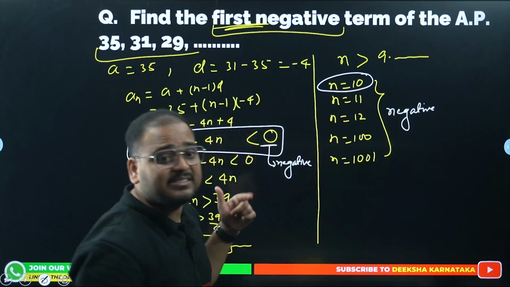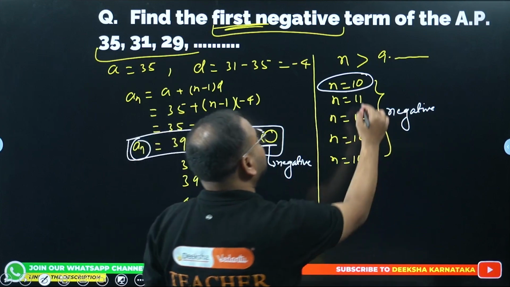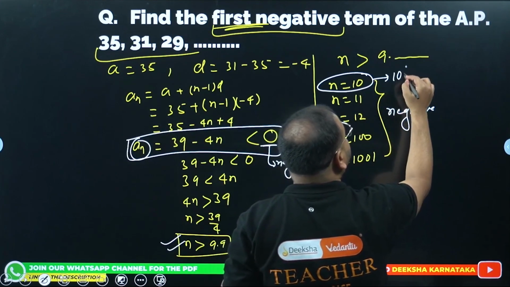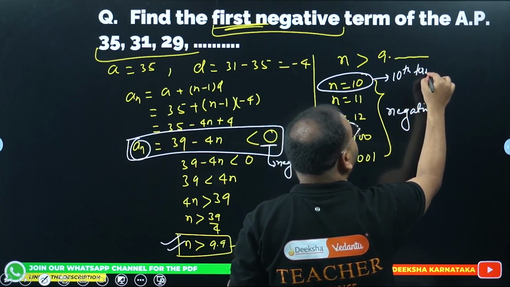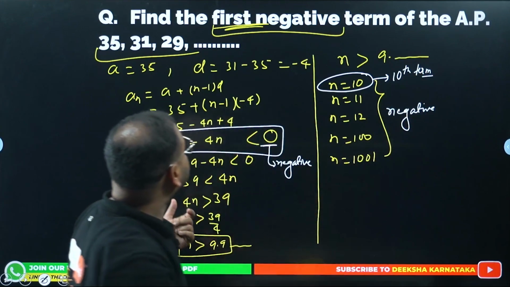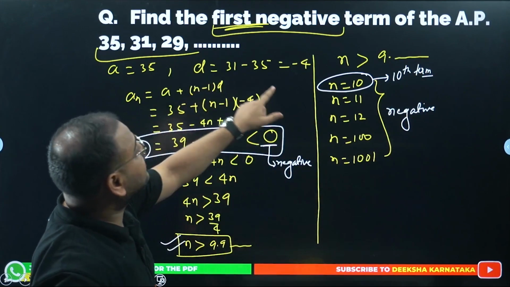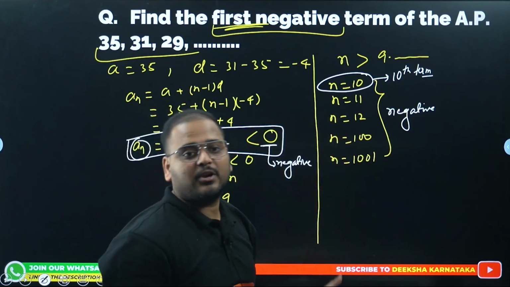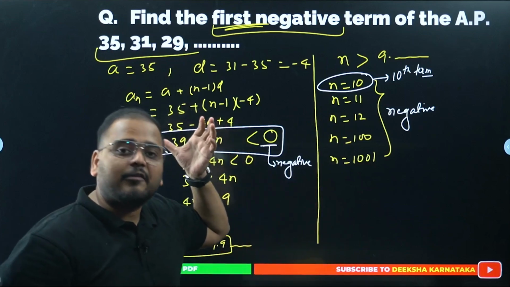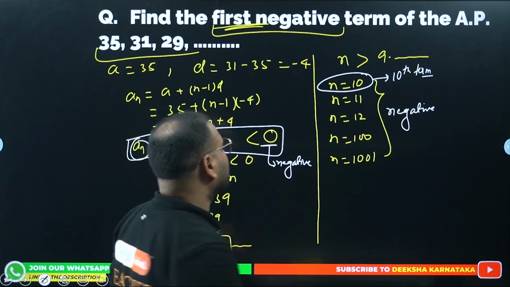But which is the first negative term? The 10th term. Are they asking for the 10th term? They ask to find the first negative term. Okay, so that is the 10th term. If I have to find the value of the 10th term, I can go like this.